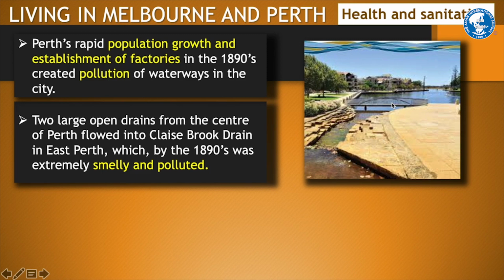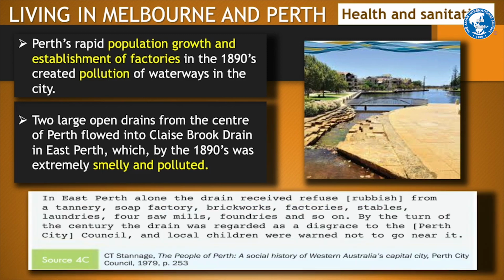As you can see, based on our source 4C. In East Perth alone, the drain received rubbish from a tannery and other factories, and by the turn of the century, the drain was regarded as a disgrace to the council, and local children were warned not to go near it. So here we can really say that water pollution was really a big problem.